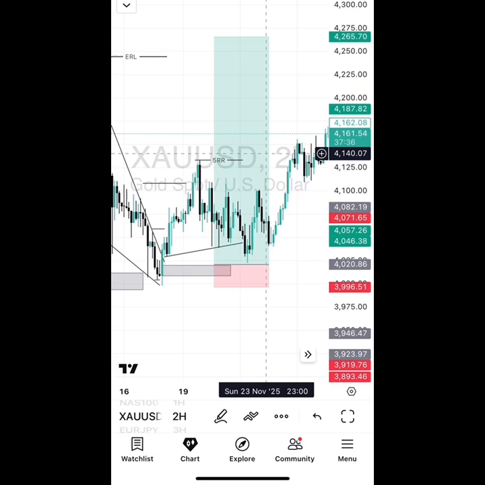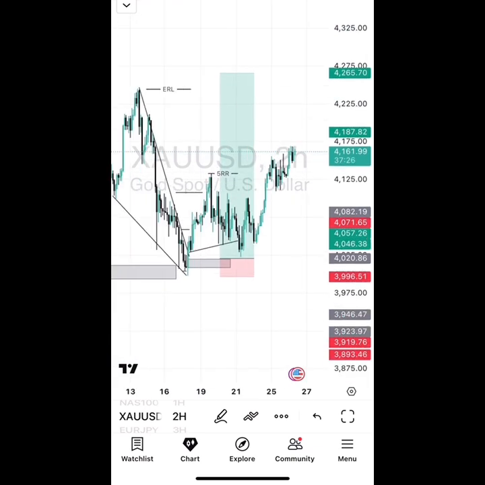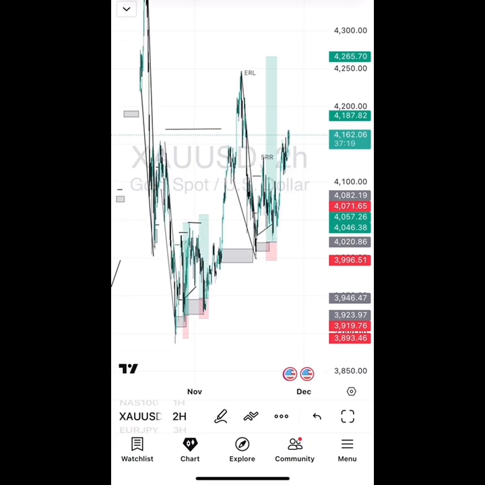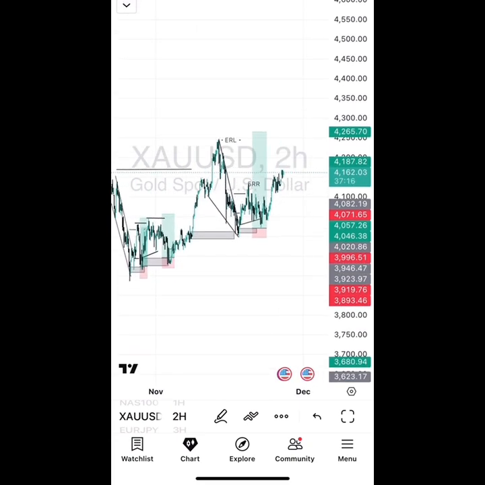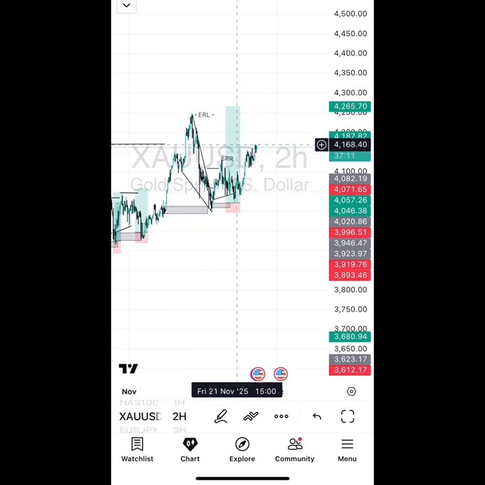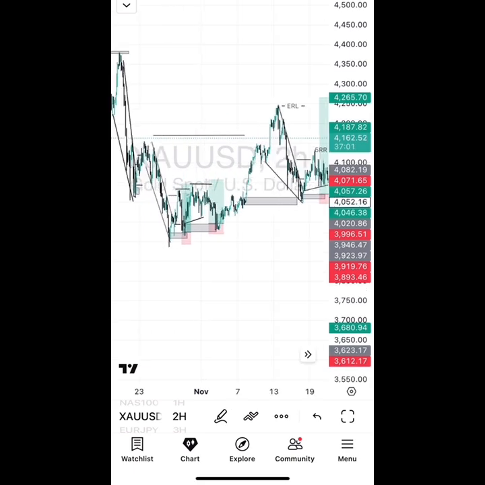If I was tagged in, this would have been a 5RR return, and since it's moving like that, I might have taken partials or waited for the market to actually run to the external range liquidity level, because in an uptrend we should be forming what? Higher highs and higher lows. Since we've had this higher high here, we should form another higher high. That was why it became my take profit level, which is 10RR. You understand? So that's how I basically trade.